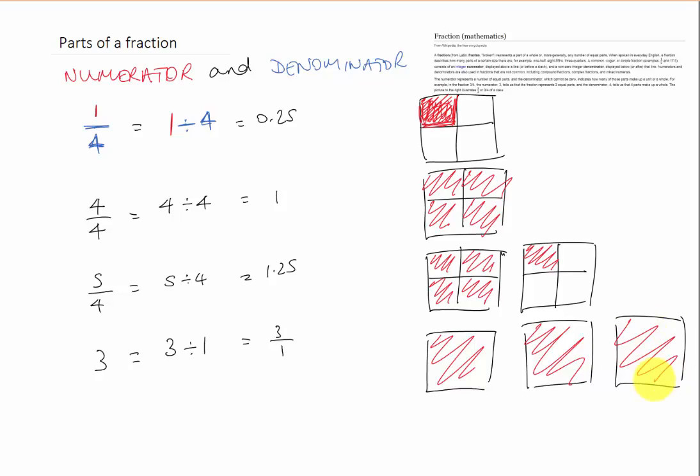So as I say, the denominator determines how many pieces we divide it into. So that can be any whole number we like, but it cannot be 0, because it's impossible to divide a number by 0 or split it into 0 pieces.